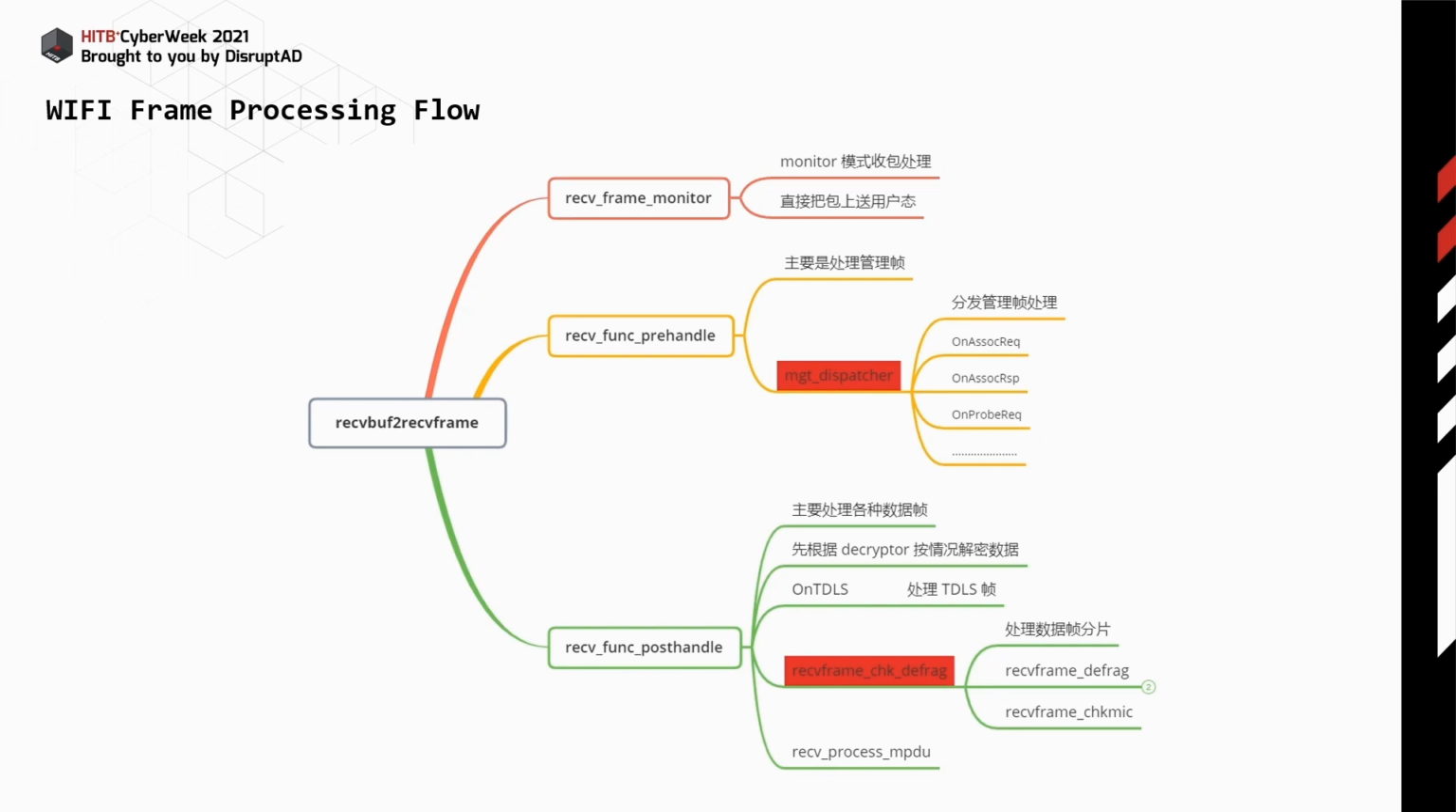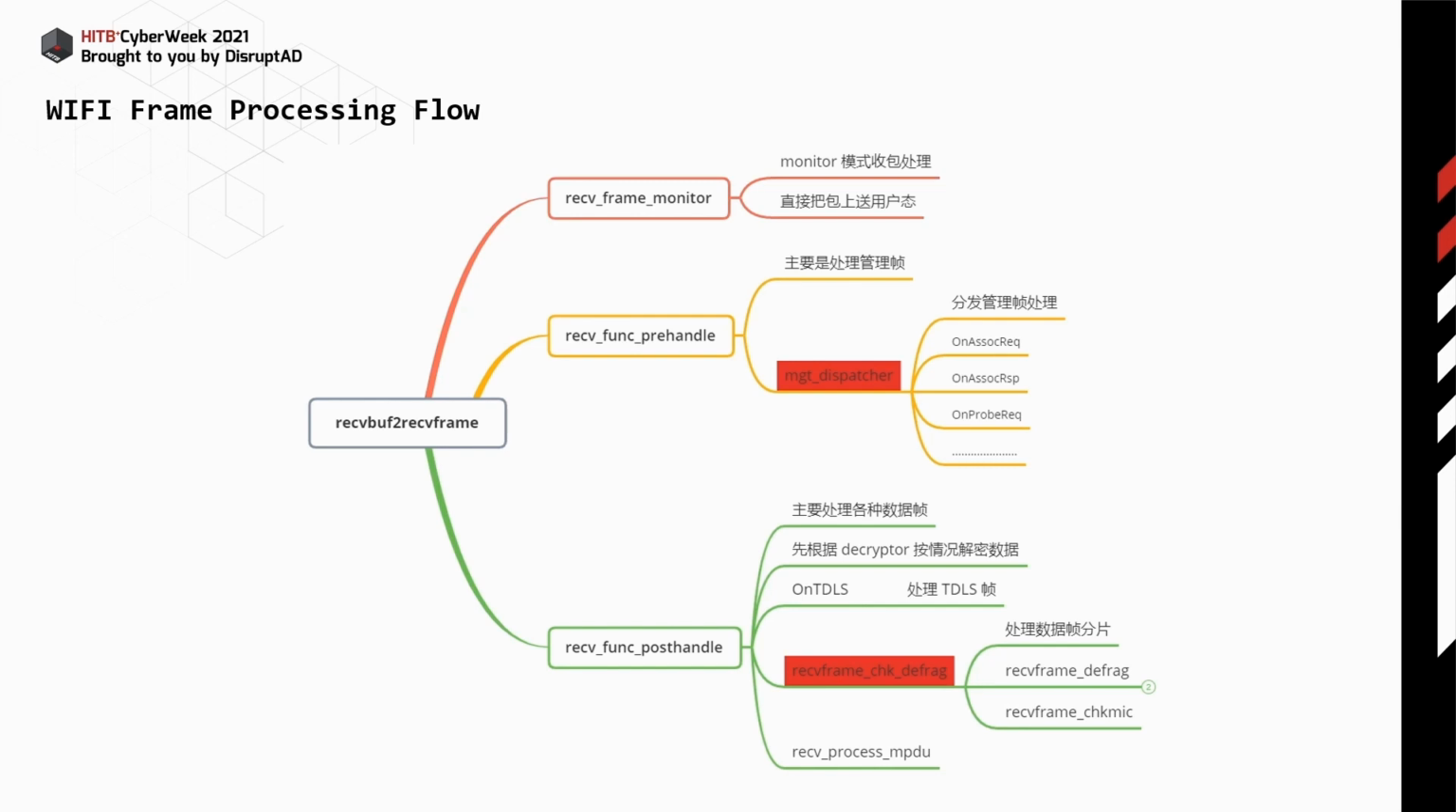After the interrupt process function performs some simple processing on the data, it will call receive buffer to receive frame for specific data processing. If the monitor mode is enabled on the Wi-Fi card, receive buffer to receive frame will call receive frame monitor, send the data packet to the user space process, and then the function will return. When the monitor mode is not enabled, it will call receive func pre-handle to process the management frames. For example, on probe request is used to process probe requests. If it is a data frame, it will enter receive func post handle.